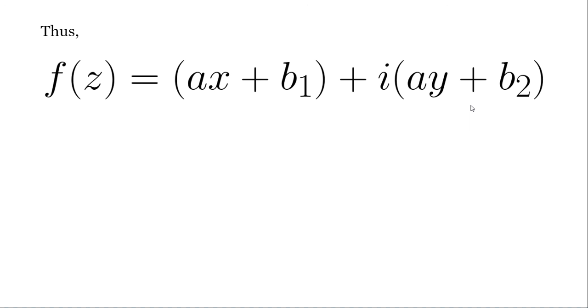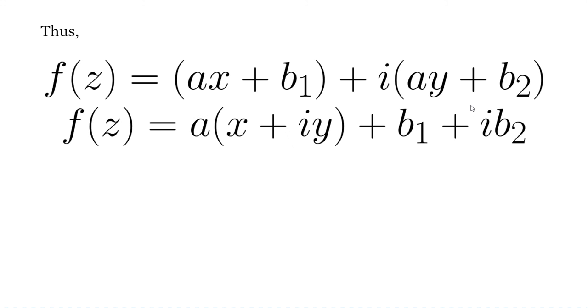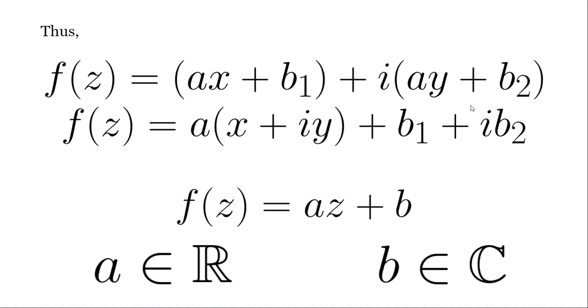So from here we're going to plug these linear functions back into f(z). So we get f(z) equals ax + b1 + i times (ay + b2). And then from here we can rearrange and factor out the a, so we get f(z) equals a times (x + iy) + b1 + i times b2. And we know that z equals x + iy, so we say f(z) equals az + b. And we saw earlier that a was a real number and b is some complex constant. And this was the form that we were trying to reach from our initial assumptions.